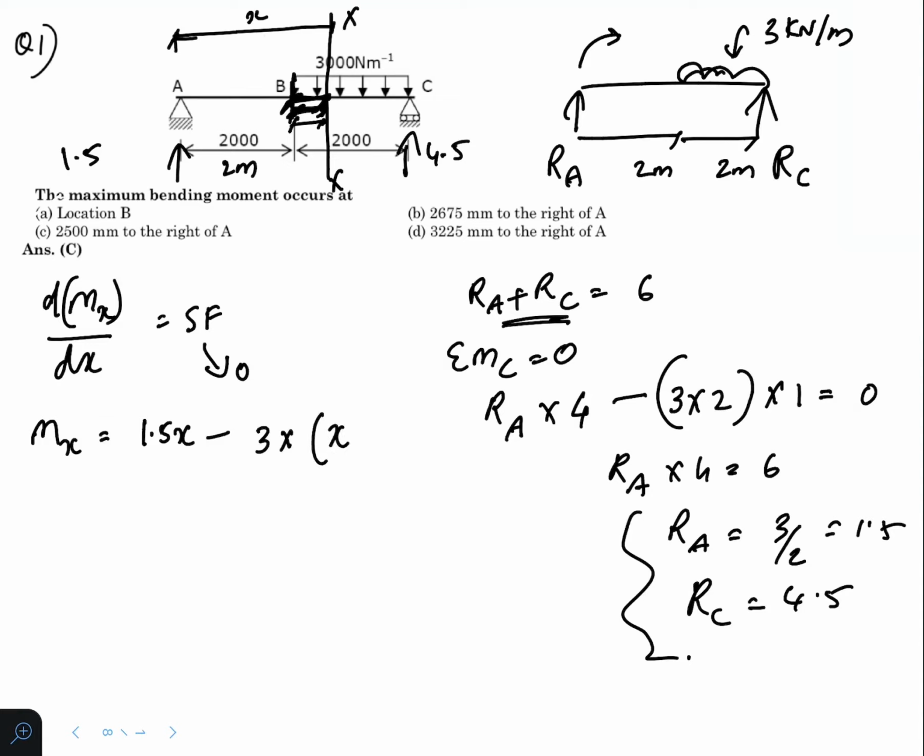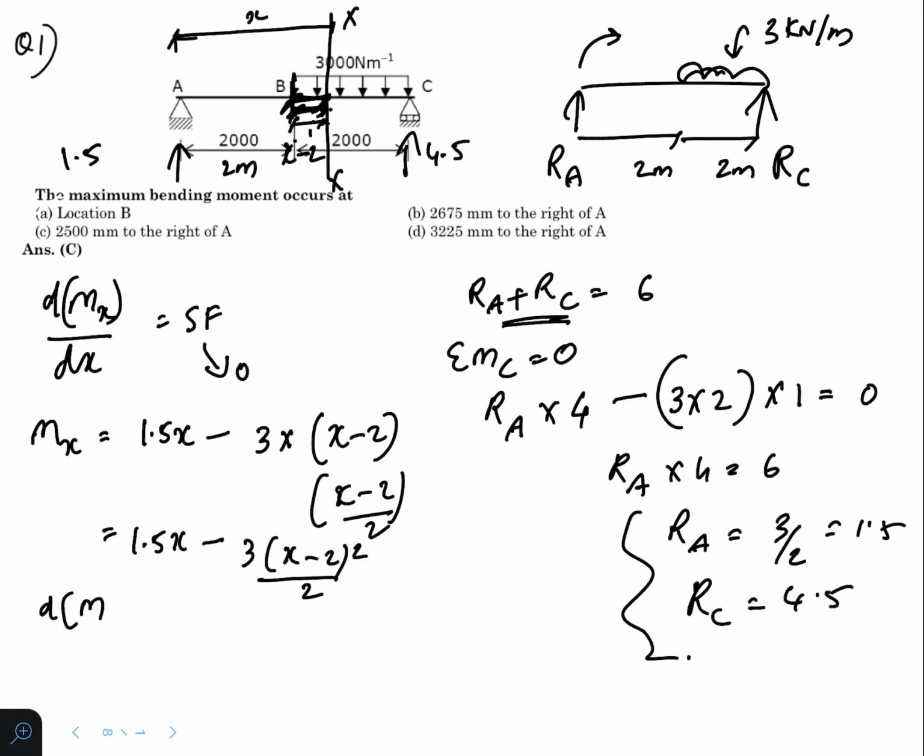So 3 into x minus 2 is the load, into the centroidal distance. Now x minus 2 is this length, so x minus 2 by 2 will become the centroidal distance. So that is 3 into x minus 2, into x minus 2 by 2. So this will be our M of x: 1.5 x minus 3 into (x minus 2) whole square by 2. This is our M of x.